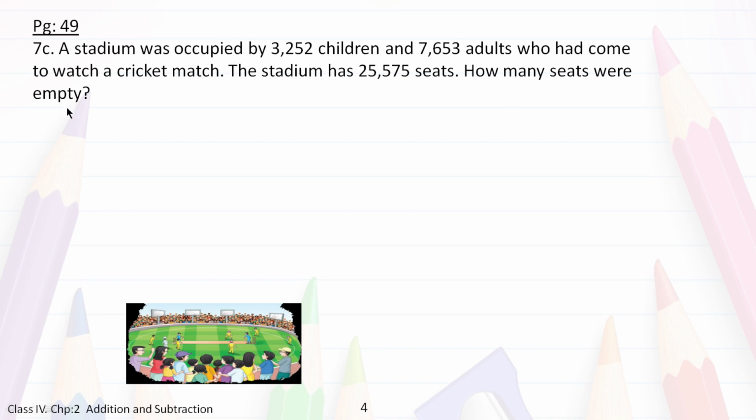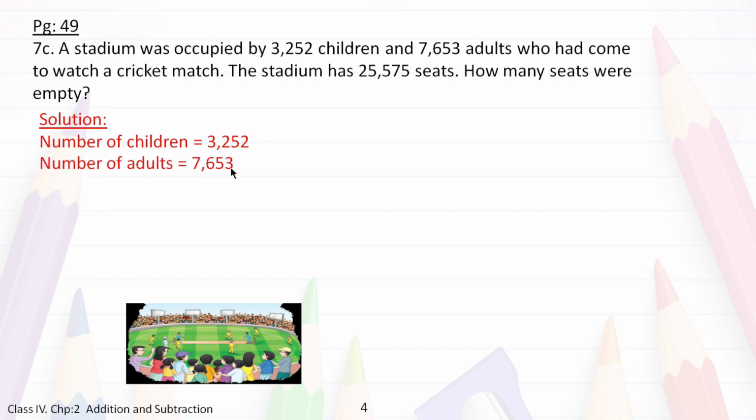Now, I'm not getting the idea whether this word problem is from addition or from subtraction. There is no key term here, although I can guess it because it's asking how many seats were empty. Let's see how it works out. So our first information is number of children is equal to 3,252. Then we have number of adults, which is 7,653. And when these two come, they'll obviously occupy the seats. So how many seats are occupied? Let's see. We will add and find it out.